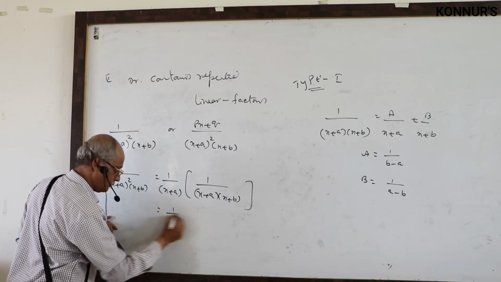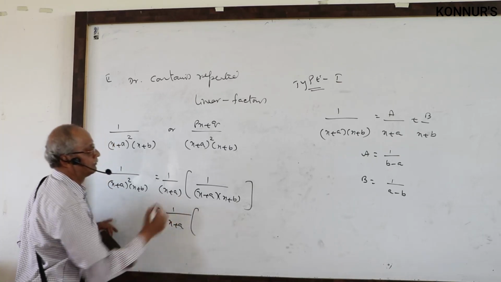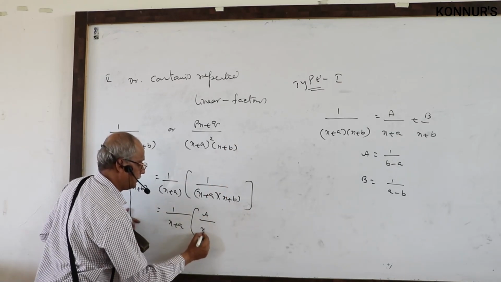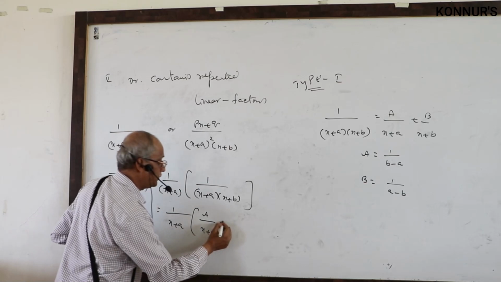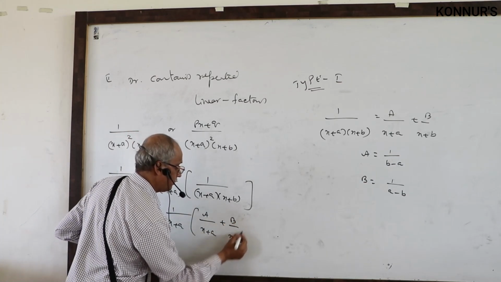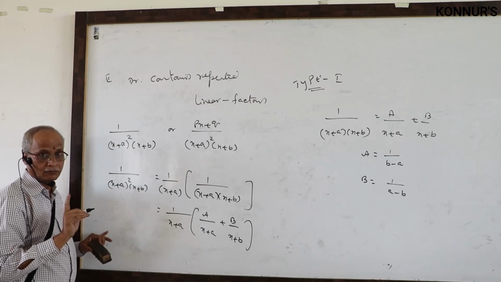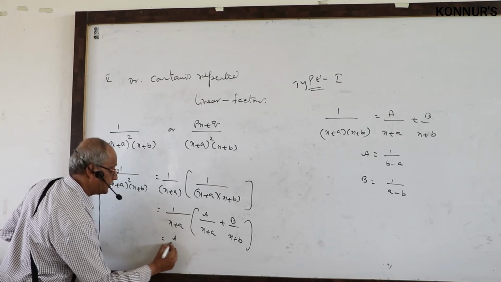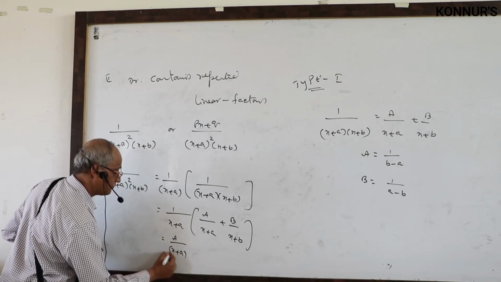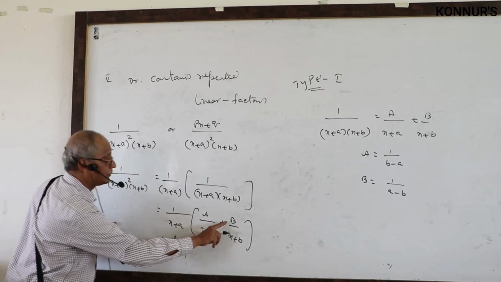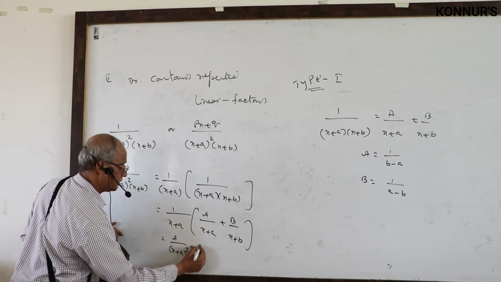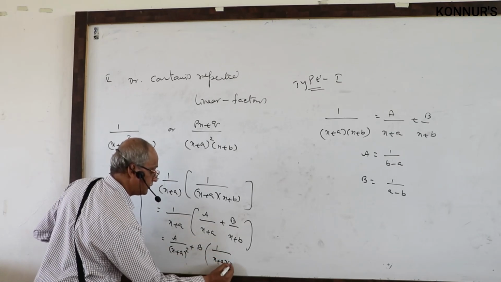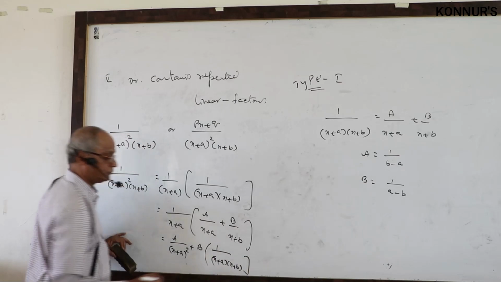Now I am writing 1 by (x + a). For this, resolving partial fractions gives A by (x + a), B by (x + b), where A and B we know already. Then take this inside: A by (x + a) whole square. What is common? The 1 by (x + b) is outside, this is inside. Now what is inside? 1 by (x + a) into (x + b) only.